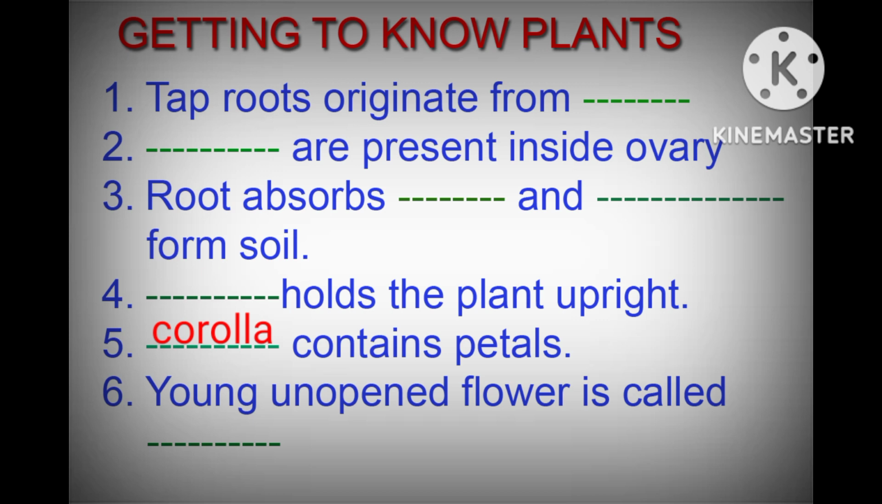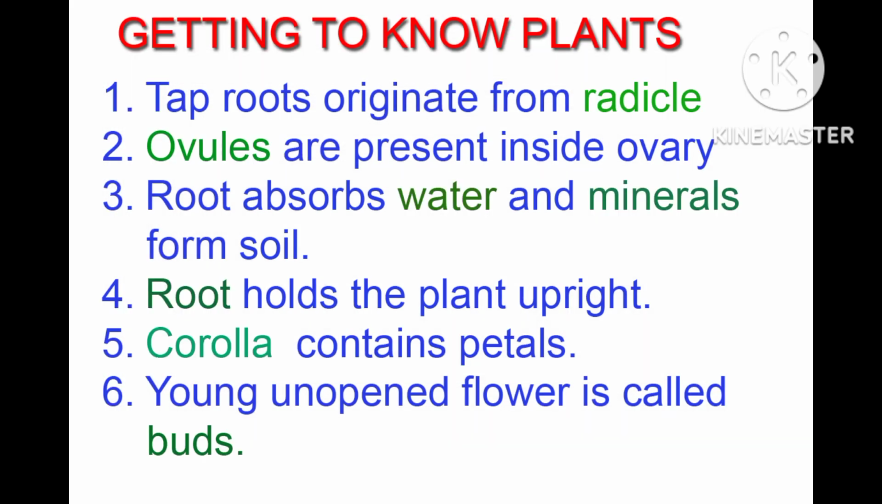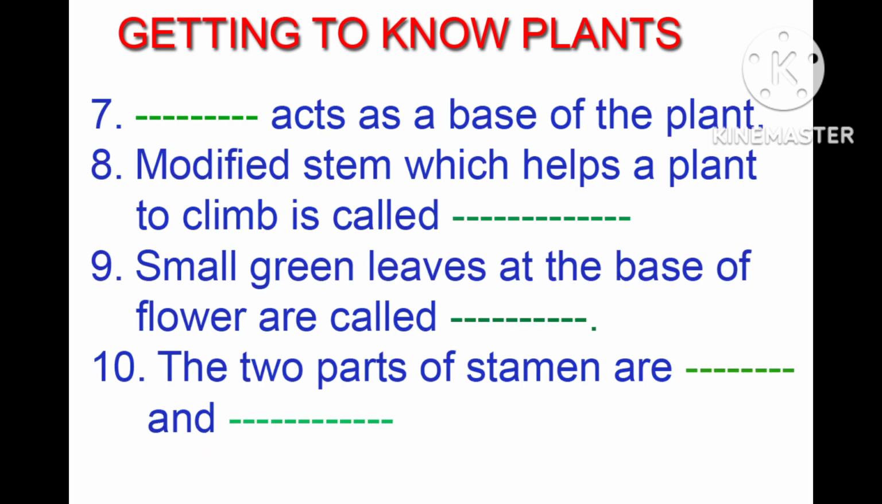Sixth, young unopened flower is called dash. As you know, everyone knows that it's a bud. Getting to know plants. Seventh question. Dash acts as a base of the plant. The answer is roots.